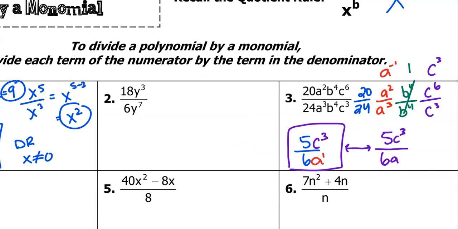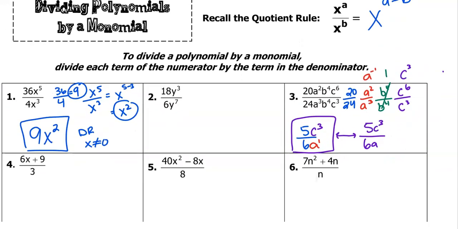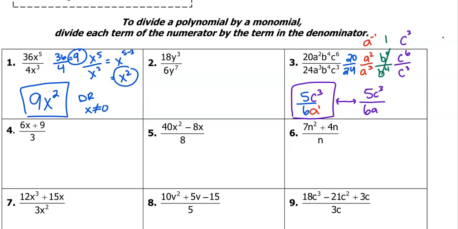Okay, so what we just did is stuff we have done in the past with a monomial over a monomial. Number 5, now I have a binomial over a monomial, right? I have 2 different pieces. I can only divide by 8 if everything up top can also be divided by 8. So what we can do is set them apart into 2 separate fractions.